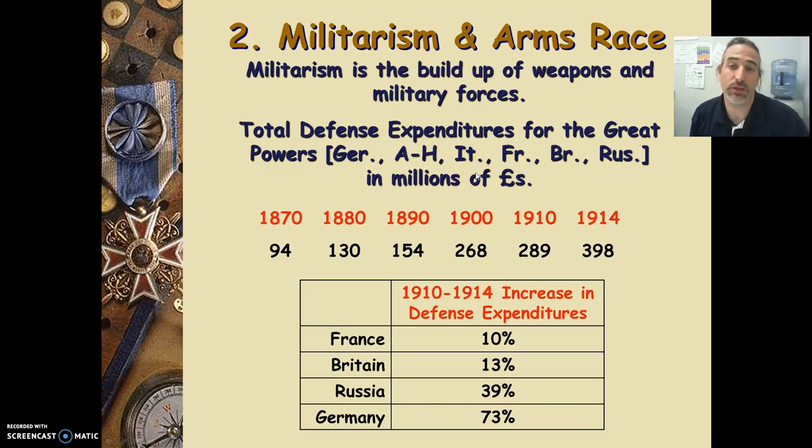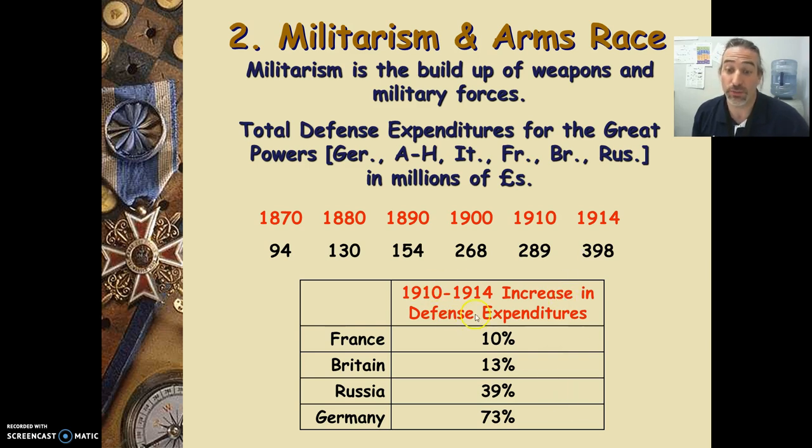The second cause was militarism and arms race, and we can see the increase in defense expenditures, the increase in total expenditures from the great powers from 1870 to 1914. It's about 4 times the amount of money spent in 44 years. That's a huge increase in spending.